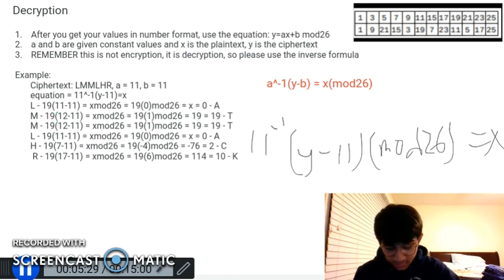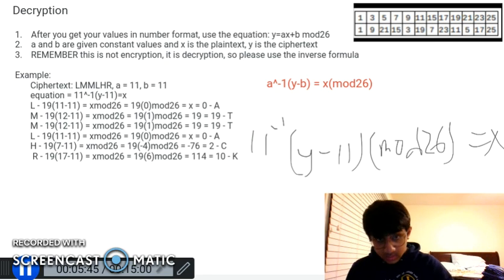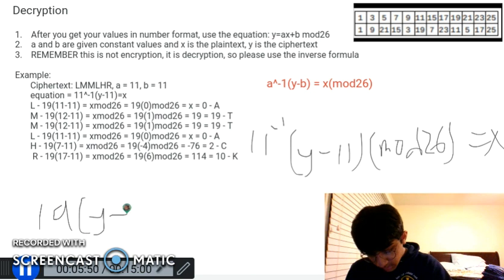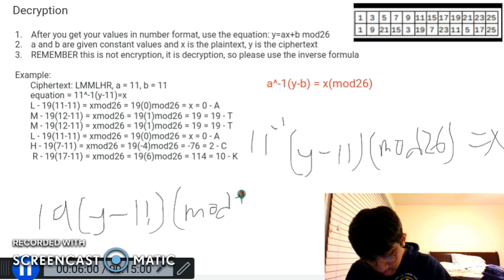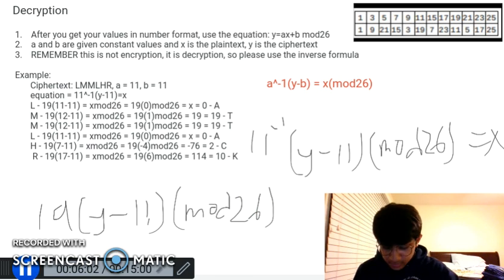We have 11 right here, and since it's an inverse, we can't really do 1 over 11. That would be wrong. We have to find it in this chart right here. If we look at 11, we find 19. So our true value right here is going to be 19, not 11. So you have 19 times (y minus 11) mod 26, and that's going to equal the x value.